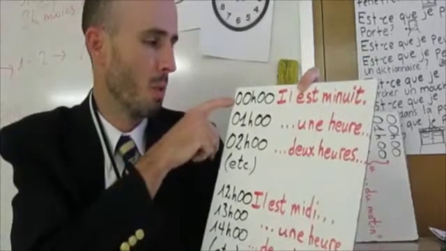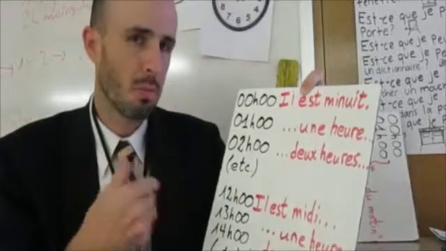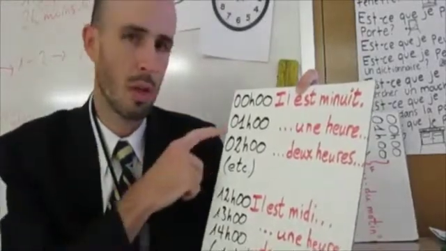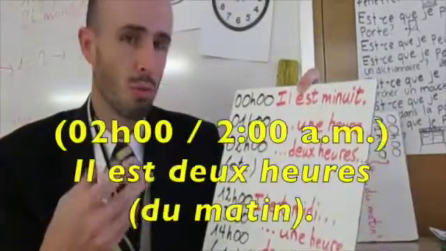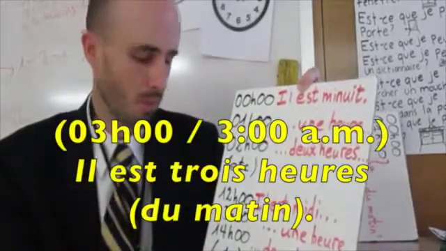Now as we go from midnight up through 11 in the morning, we'll state the time basically the same way that we do with the official time. So 1 in the morning will be il est 1 heure du matin. 2 in the morning will be il est 2 heures du matin. 3 in the morning, il est 3 heures du matin, and so forth.